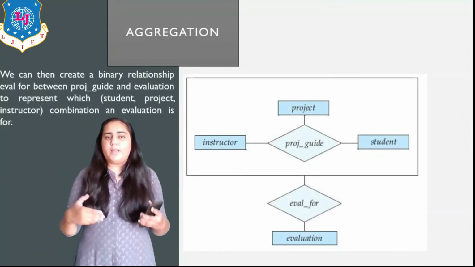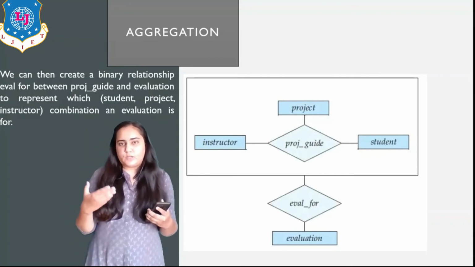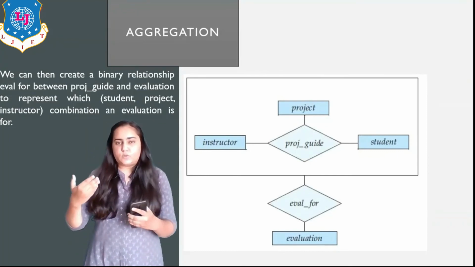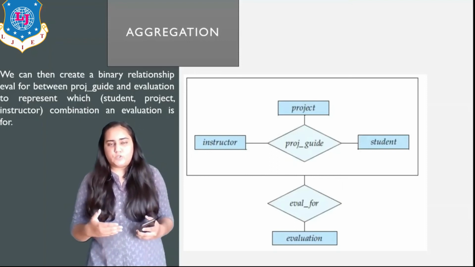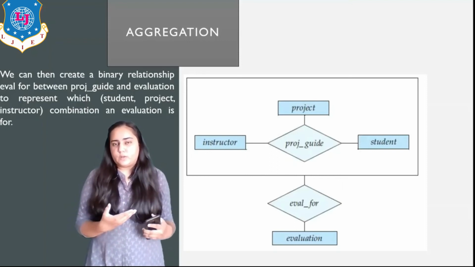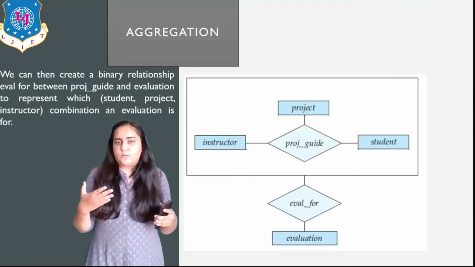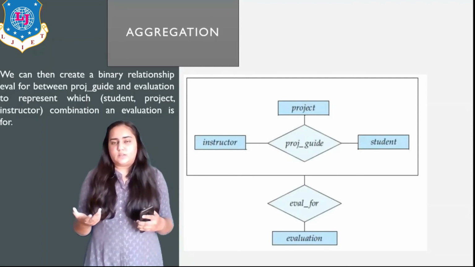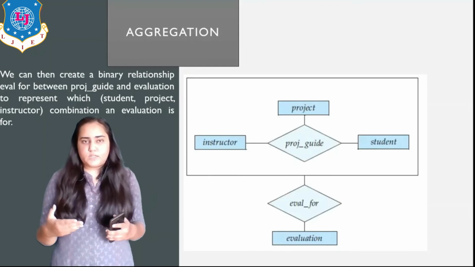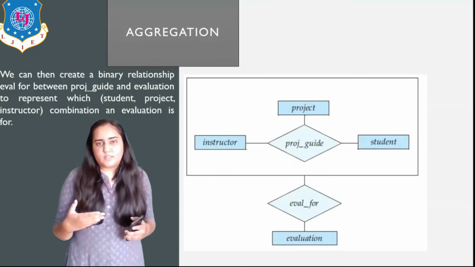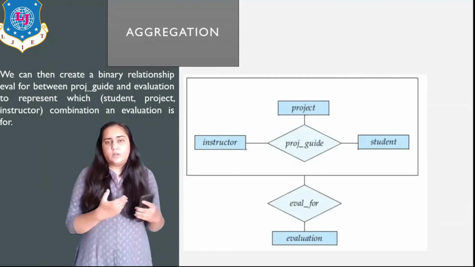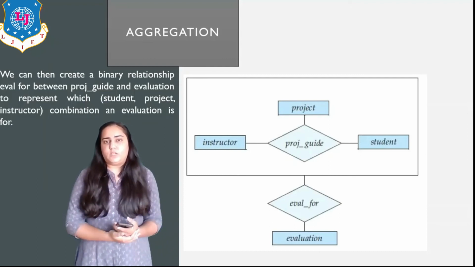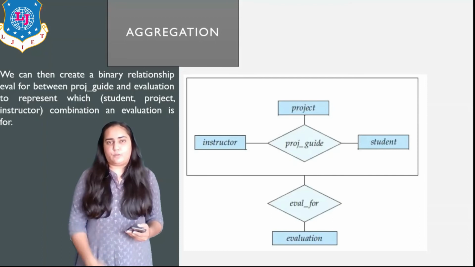And then the relationship that is actually created between project_guide and eval for is a binary relationship, not a quaternary one, because as such, you are only connecting two entity sets, because in aggregation, project_guide is considered as an entity set. So you're just connecting one entity set with another one. So it's a binary relationship, eval for.